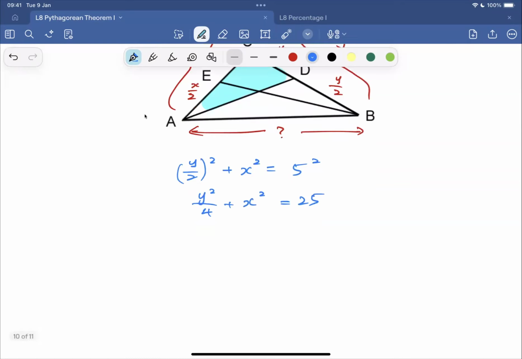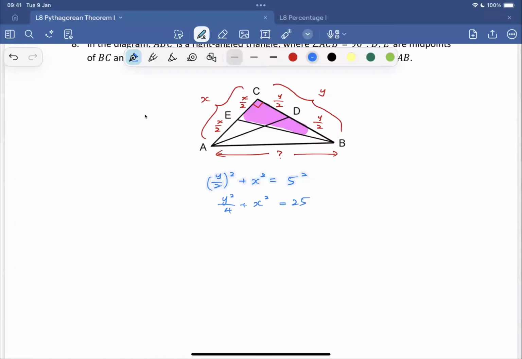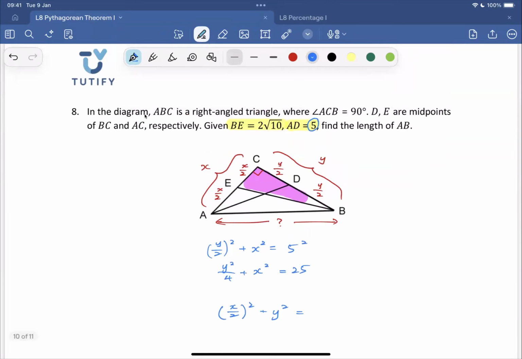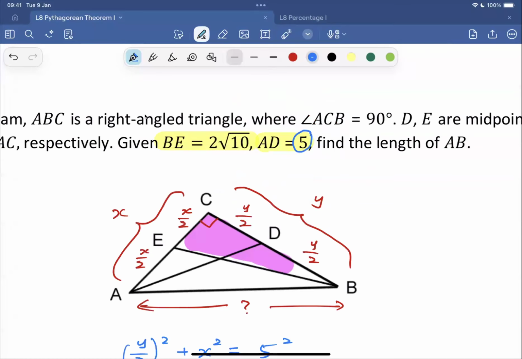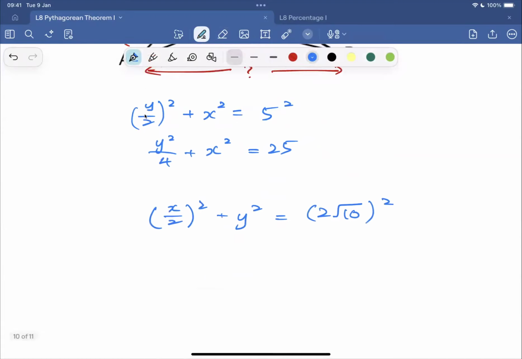Okay, for now, let's leave it like that. Now, let's look at the pink triangle. Again, we are going to use Pythagoras theorem. We have a squared plus b squared equal to EB squared, right? So what is EB? There you go, 2 square root 10. So we're going to write down 2 square root 10 squared.